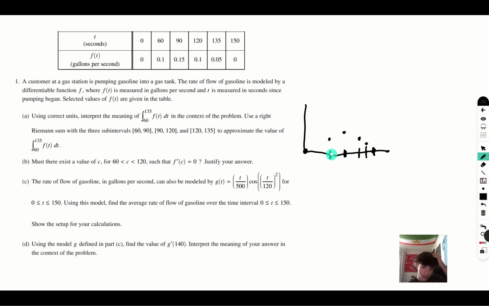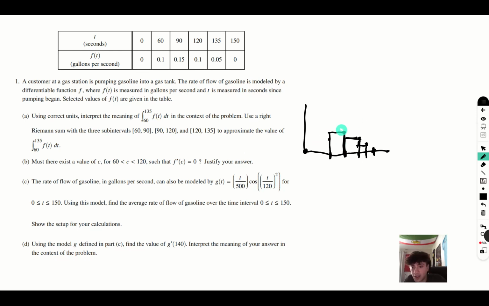So what it's asking us to do is, with the three subintervals, 60 to 90, here we have 60 to 90, using a right Riemann sum, so we use the right value here. We make a block, and this is one of the areas that we add to the sum. And then 90 to 120 is right here, the area of this block, and 120 to 135, the area of this block. And so here we have the three boxes that represent the three areas that we're going to be measuring.